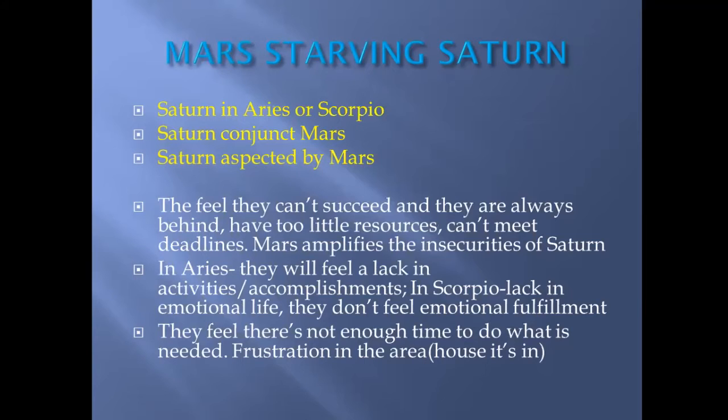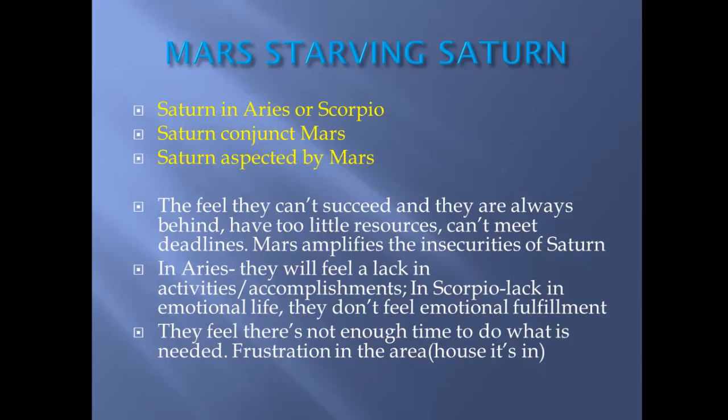Mars starving Saturn. Okay, this happens when Saturn is in Aries or Scorpio, when Saturn is with Mars, or when Saturn is aspected by Mars. And in this case, the native will feel like they can't succeed and that they are always behind, that they have little resources, and that they can't meet deadlines. So Mars is going to amplify the insecurities of Saturn. When Mars is in Aries, they will feel a lack in activities, in accomplishments. When Mars is in Scorpio, when Saturn is in Scorpio, they will feel a lack in emotional life. They will feel that they're not emotionally fulfilled.